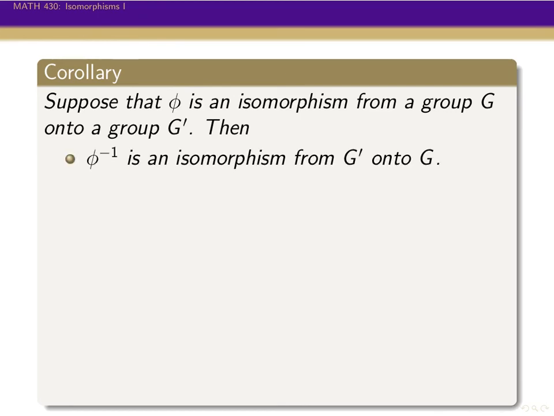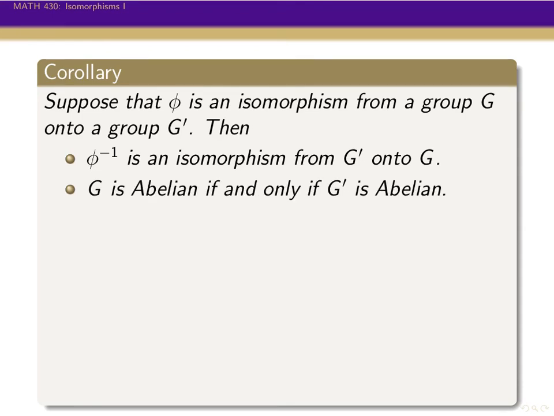Well, then phi inverse is an isomorphism back from G prime onto G. This just has to go that since phi is a bijection, it has an inverse. And since phi obeys this rule, it plays well with the two group operations, then the inverse is going to as well. There's not really much to prove there.